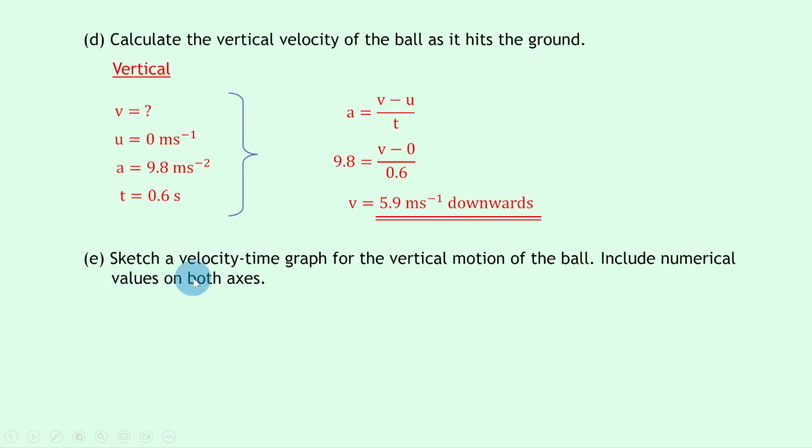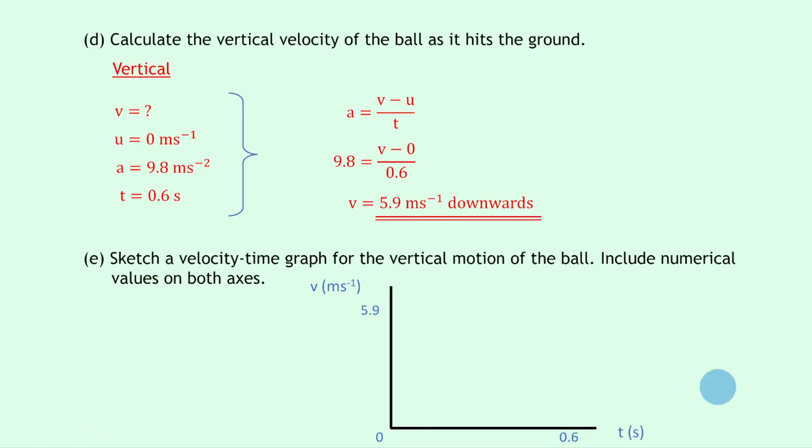Now notice how I've included a direction here because we were asked for velocity, and velocity is a vector quantity. Part E then says to sketch a velocity time graph for the vertical motion of the ball. Include numerical values on both axes. Well, here's the axes and here's our labels, so we've got v in meters per second and time in seconds. And now let's include some numerical values. So we've got 0 for the origin, we've got 5.9 meters per second for the vertical velocity, which we just found in part D, and we've got a time of 0.6 seconds again.